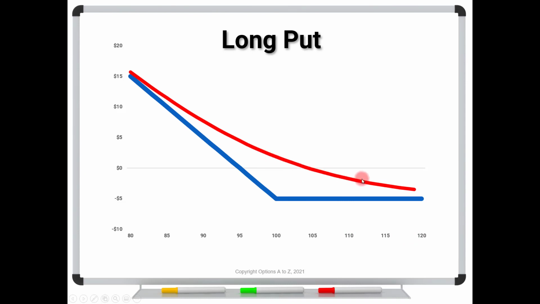This red line starts to flatten out. And the reason for that is the position is automatically adding deltas to our position. It's preventing these risks to the upside of a short position from getting too big. So again, that's a great feature of a long put, and that's why we have to pay for it.